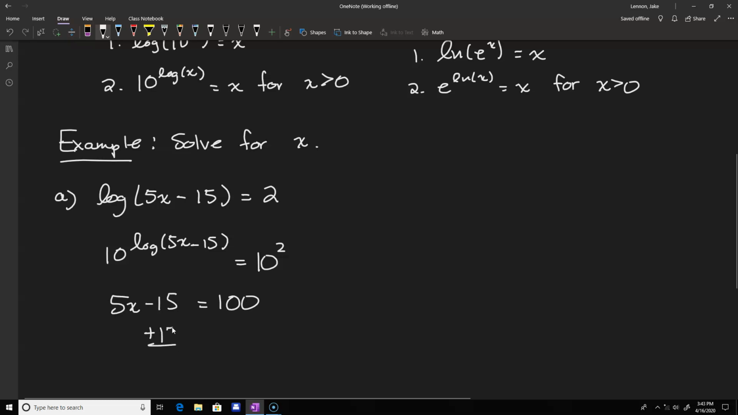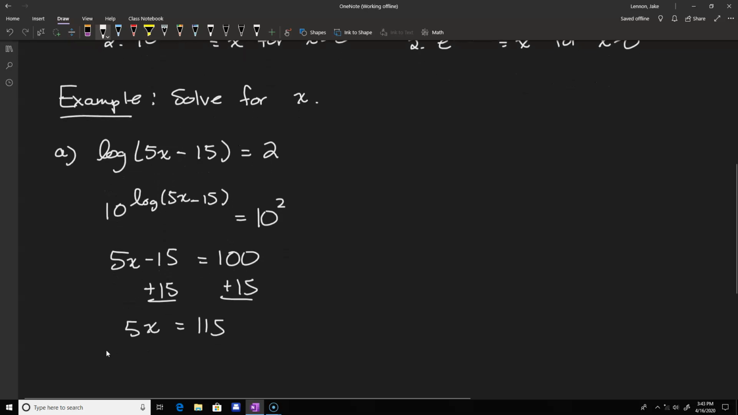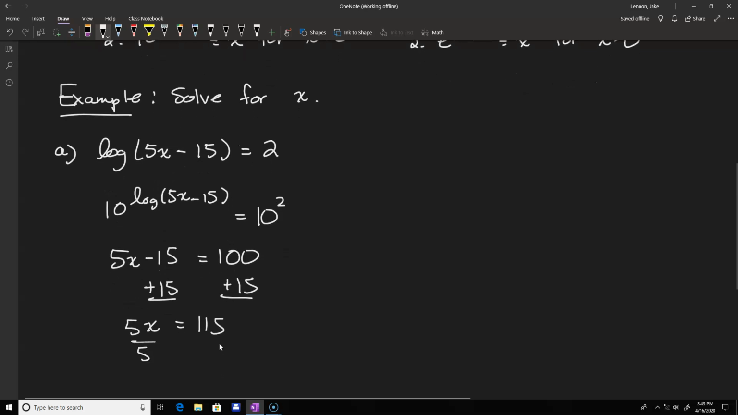So to solve the equation, we can add 15. And then we end up with 5x equals 115. And then we can divide by 5. And we get our answer. x is equal to 23.